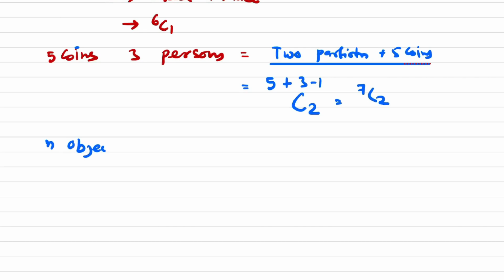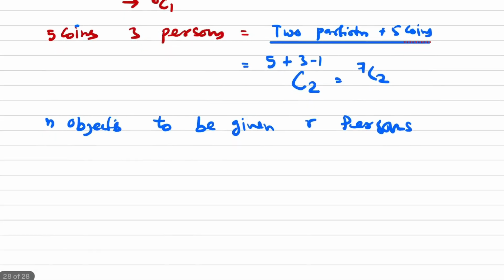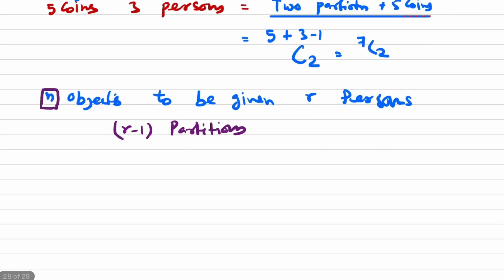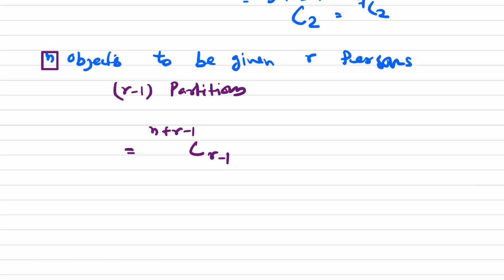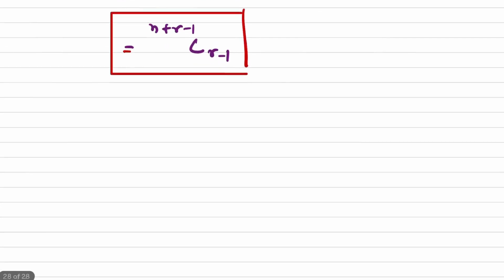So let's generalize it now. If we have n identical objects to be given to r persons, in how many ways can I give it? We have to keep r minus 1 partitions, right? So r minus 1 partitions, n total objects. So in total we have n plus r minus 1 places, and we have to choose r minus 1 places out of it. And this is the very, very powerful formula, and we call it the formula for the distribution of identical objects.